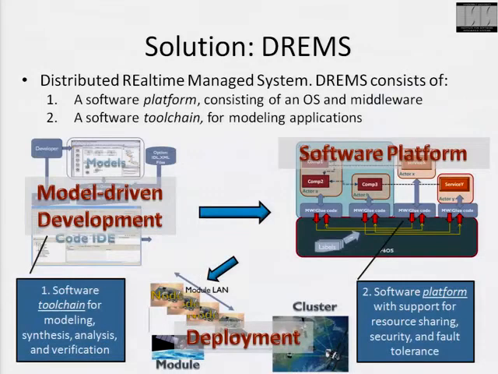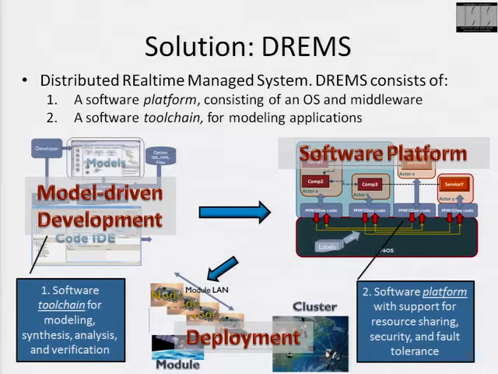The solution is something we call DREMS, short for Distributed Real-Time Managed System. It consists of two things: a software platform, that's an OS and a middleware, and a software toolchain for modeling applications and generating the configurations and the low-level tedious artifacts. On the right, you can see the software platform. I'm going to go into a high-level overview of this in some detail as well.